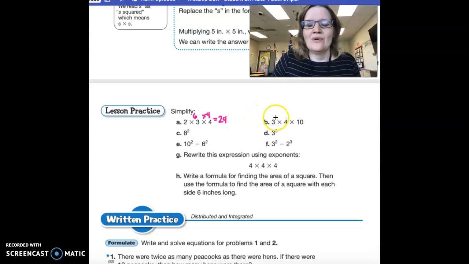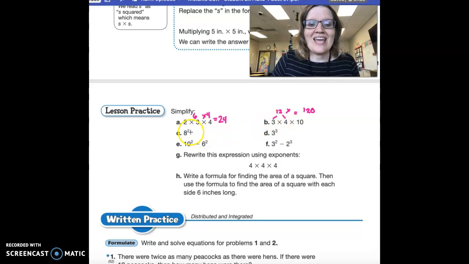For B, once more, I know that 3 times 4 is 12. And when I multiply it by 10, I just need to add a 0. So that's 12, and then I put the 0 on because we're multiplying by a multiple of 10.